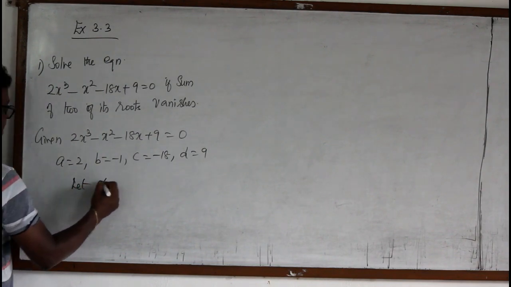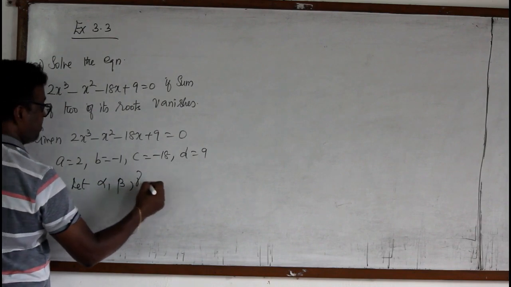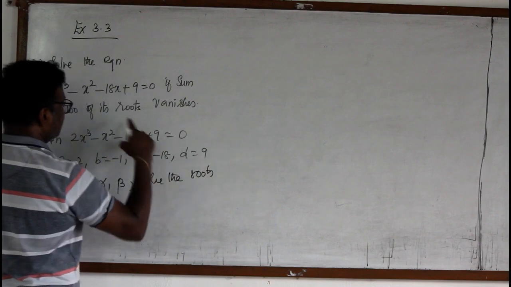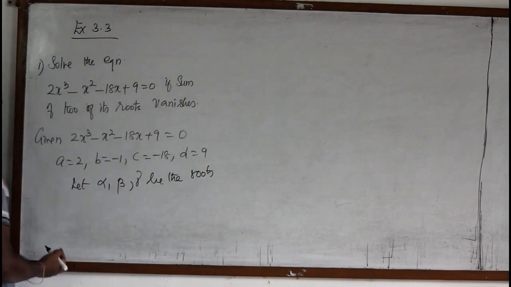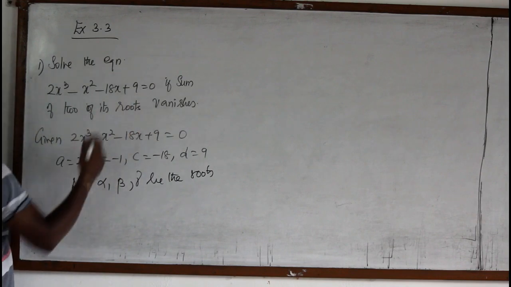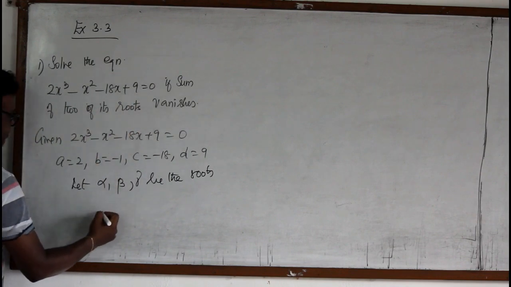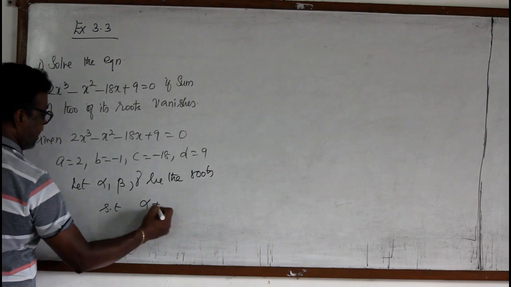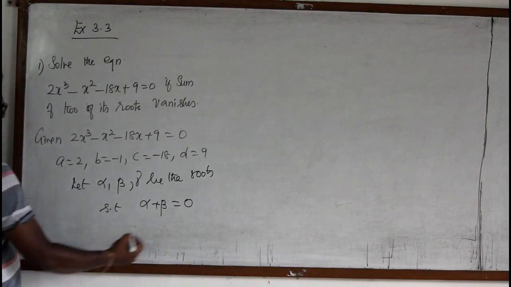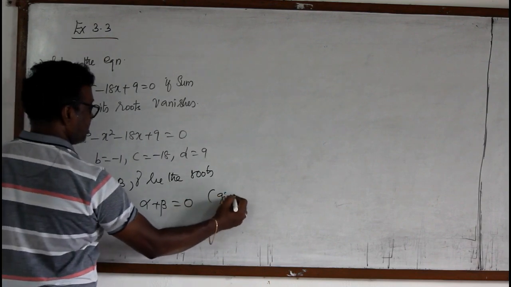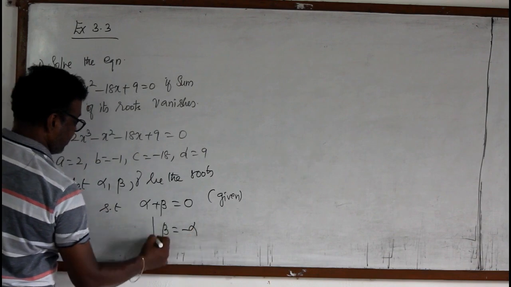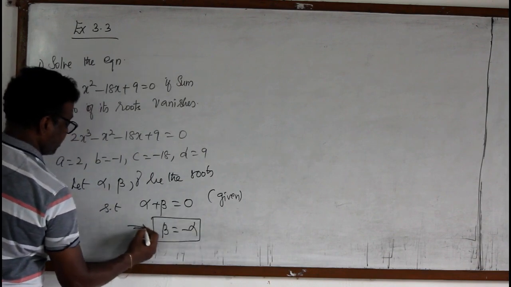Let alpha, beta, gamma be the roots. Then sum of 2 of its roots is vanishing, means if I add any 2 roots, that will become 0, such that if I add alpha and beta, then it becomes 0. This is given. So I can write beta as minus alpha.